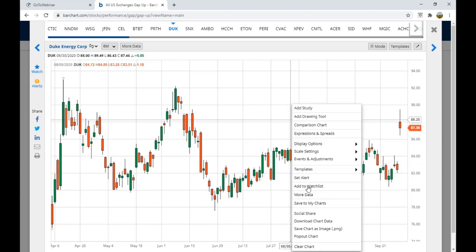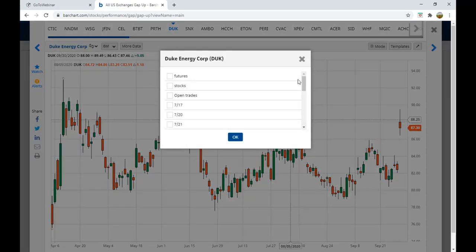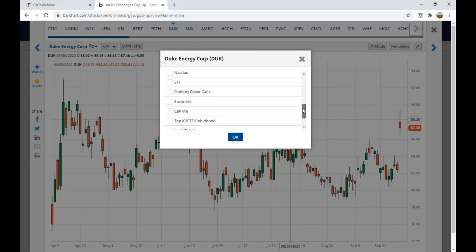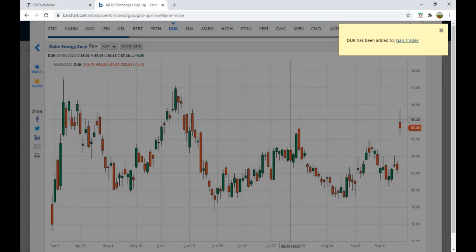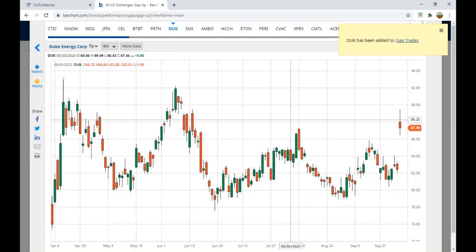So I can right click on my chart and add it to my watch list. And I have a lot of different watch lists that I've been building over the last few months. And here's my watch list that is on gaps. And we'll look at that one in a second. All right. So let's see if we can make sense of all these different types of gaps.